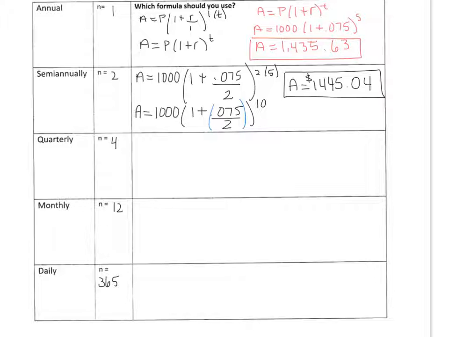So what I'd like you to do is use this formula for quarterly, monthly, and daily, and figure out how much money you should make. And this will be your homework, okay? So in order to get credit for this homework assignment, you're going to have to do these 3 problems. So I want you to plug in and see what you get, and leave the rest of this packet blank because we're going to go over it in class tomorrow.